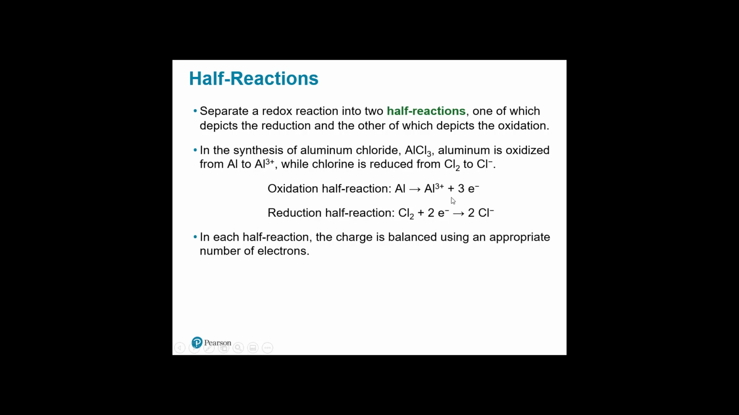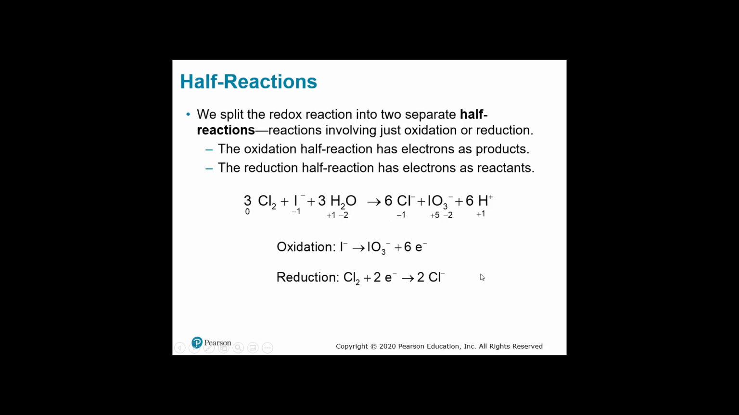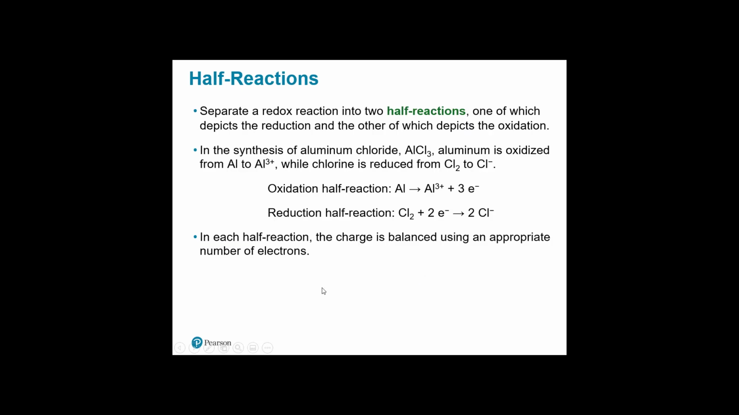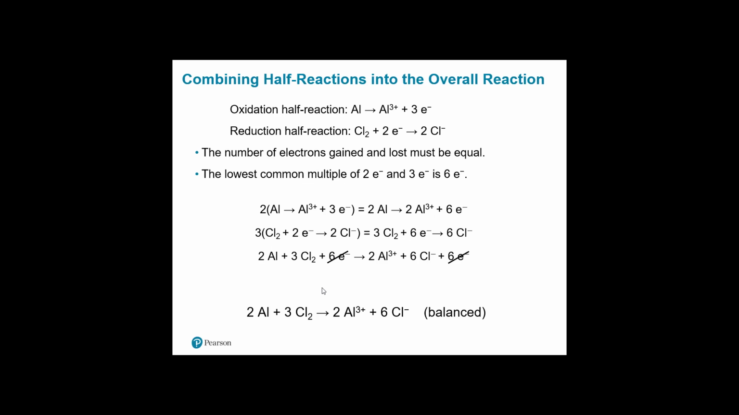And the electrons have to be on opposite sides. That has to happen. That's where you start getting these weird numbers in front, because we've got to balance them. In each half reaction, the charge is balanced using an appropriate number of electrons. Okay, so now I'm going to show you how to do that.